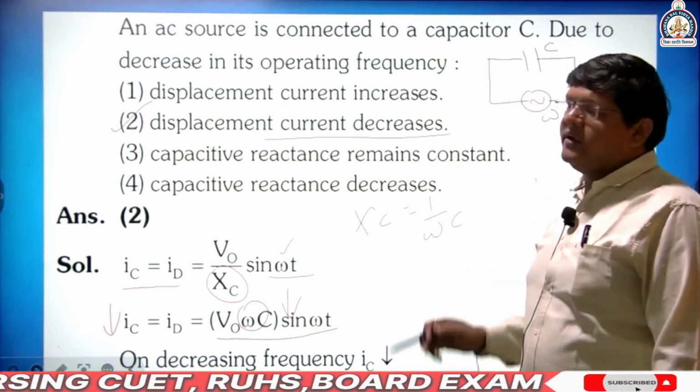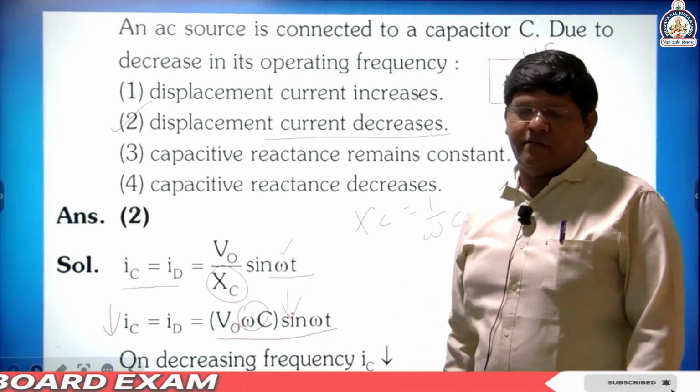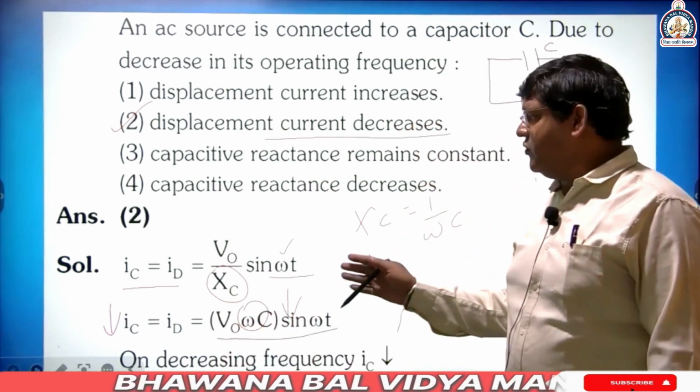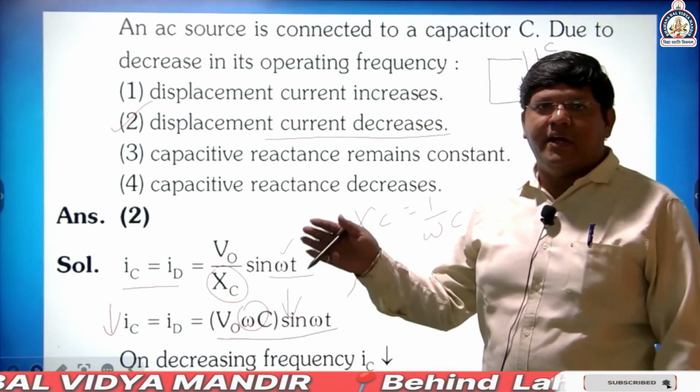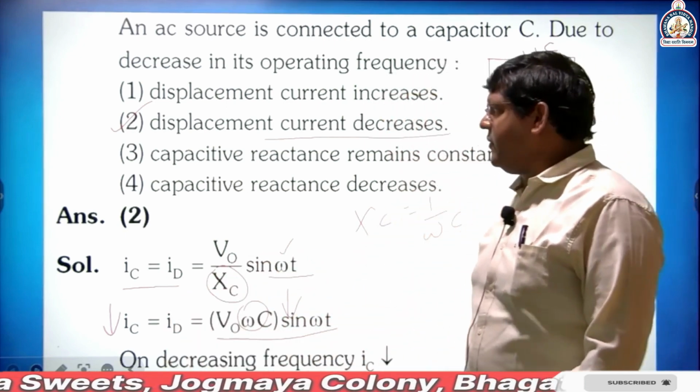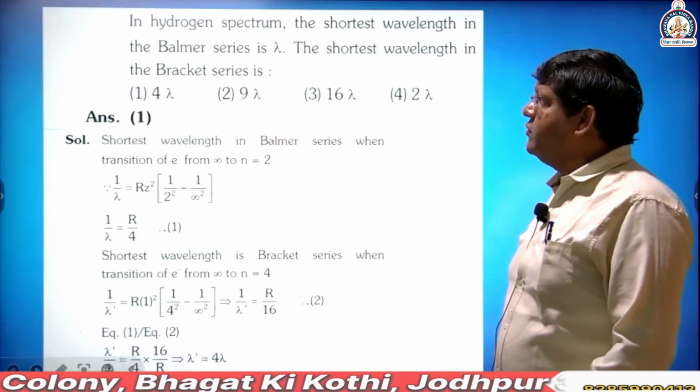Displacement current will be decreased, because according to this equation, the conduction current and displacement current are proportional to omega, and if omega decreases, then there will be a decrease in Ic and Id. Now, moving to the next question.